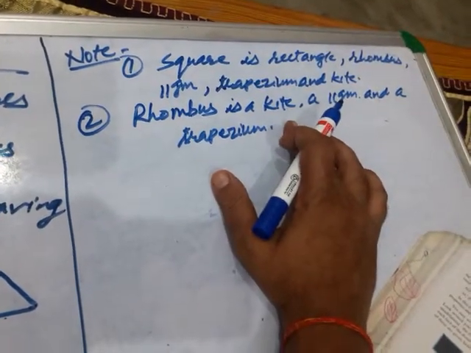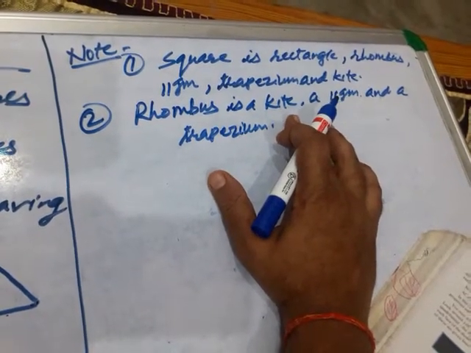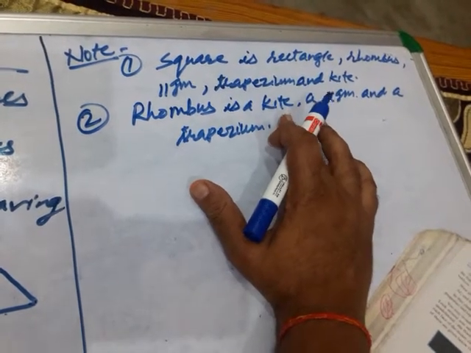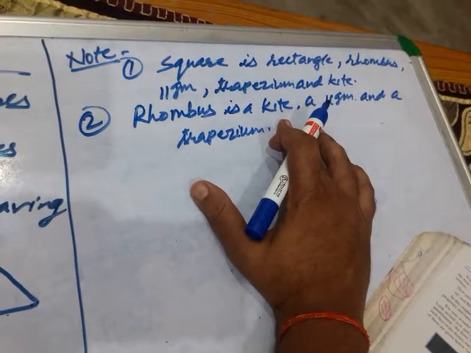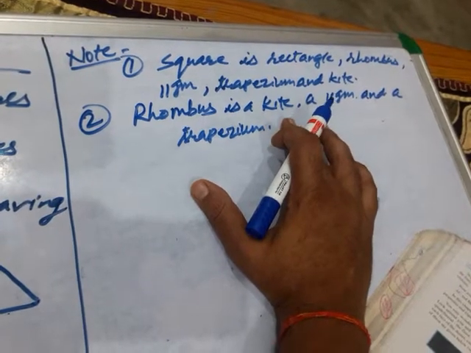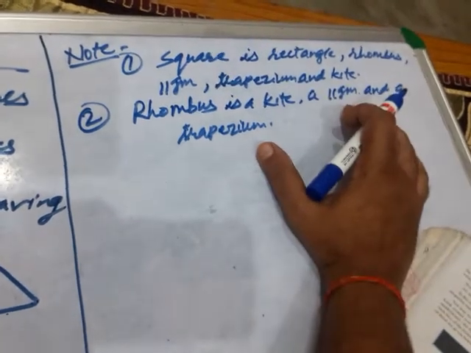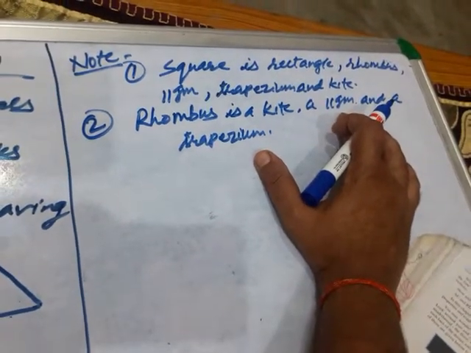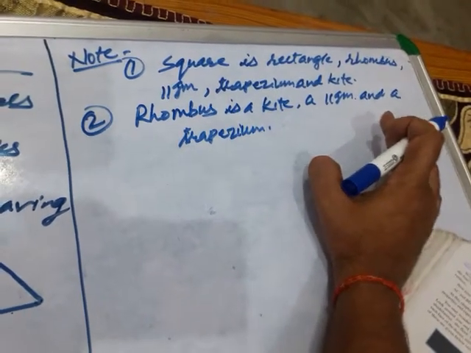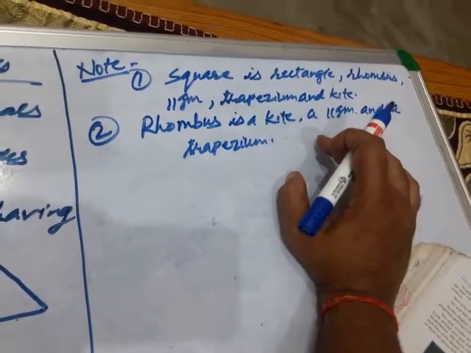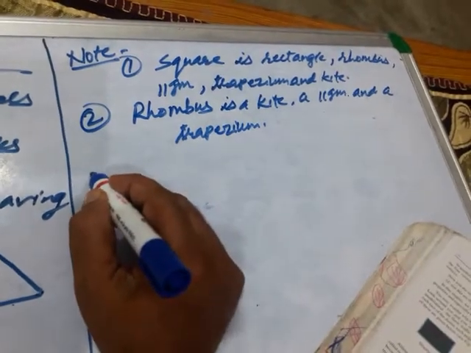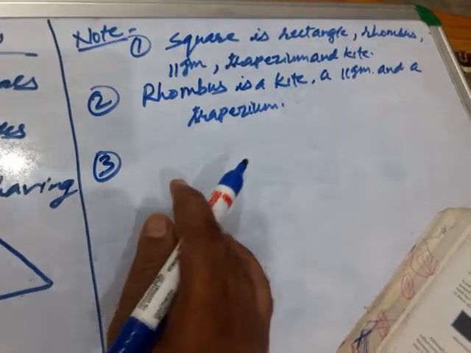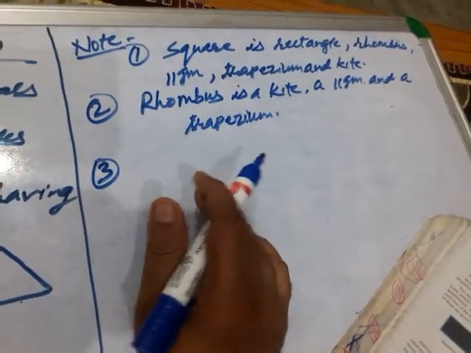Rhombus is a kite. Clear? Because it is following all the properties. What is the basic property of a kite? Two pairs of adjacent sides are equal. Rhombus is a kite. It is a parallelogram because opposite sides are equal and parallel. And it is a trapezium, one pair of opposite sides are parallel. Clear? Now the third important point is that rectangle is a parallelogram and trapezium.